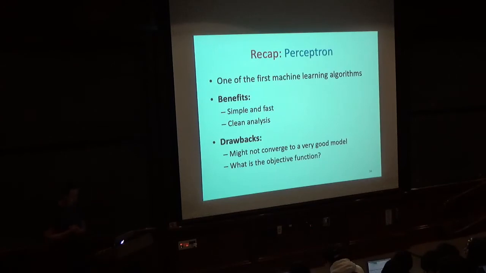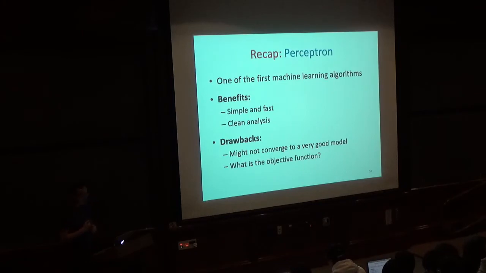Okay, so just to recap, we looked at the Perceptron algorithm. It's one of the first machine learning algorithms. Some might say it's the first. Some benefits: it's simple, fast, with a very clean analysis. It's a very beautiful algorithm in many ways. Some drawbacks: it may not converge to a very good model.